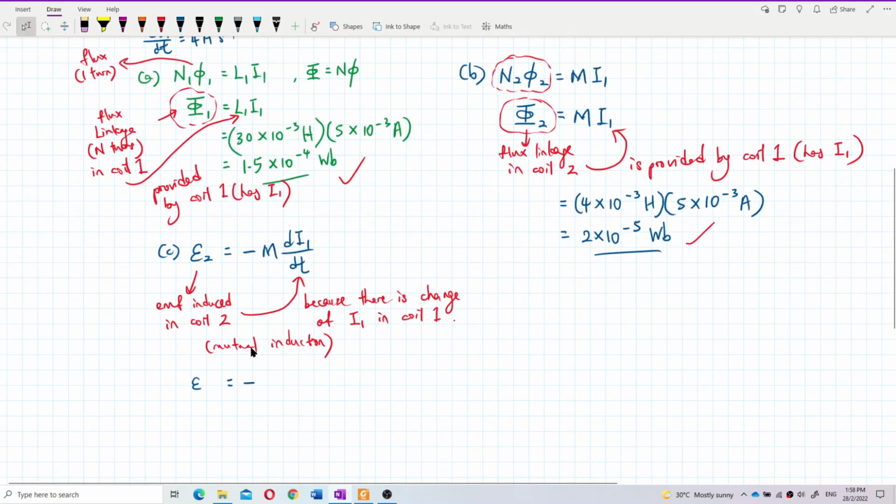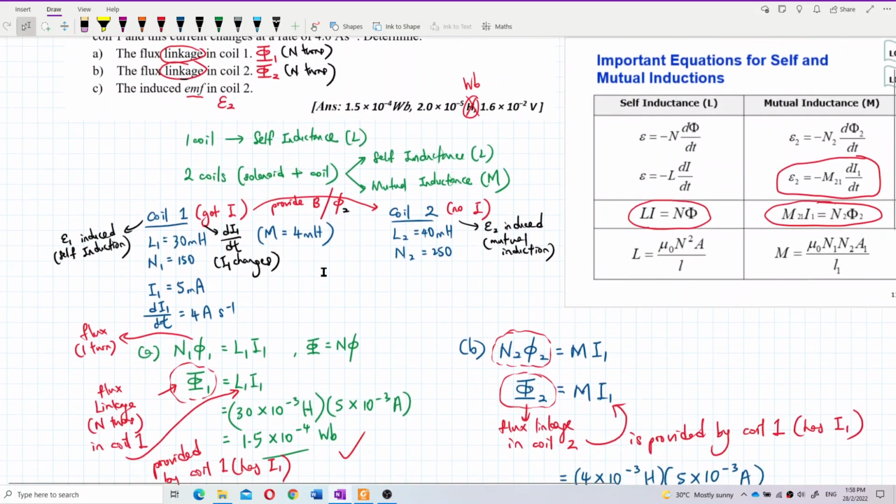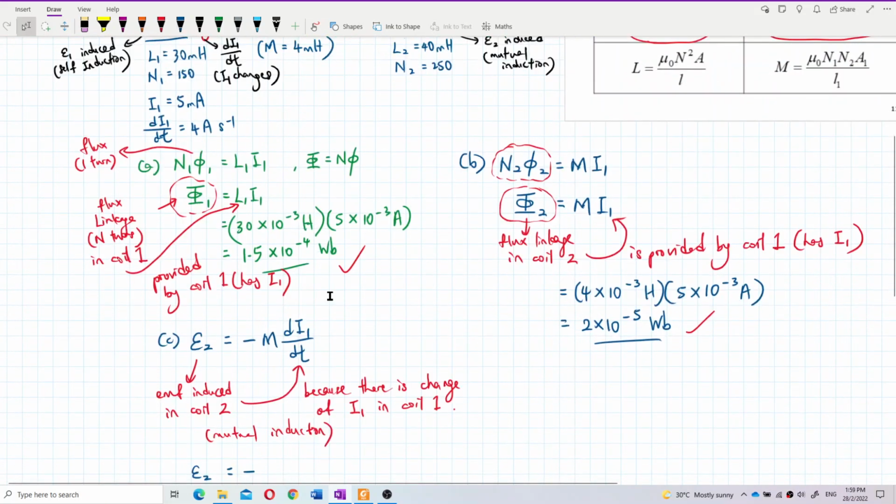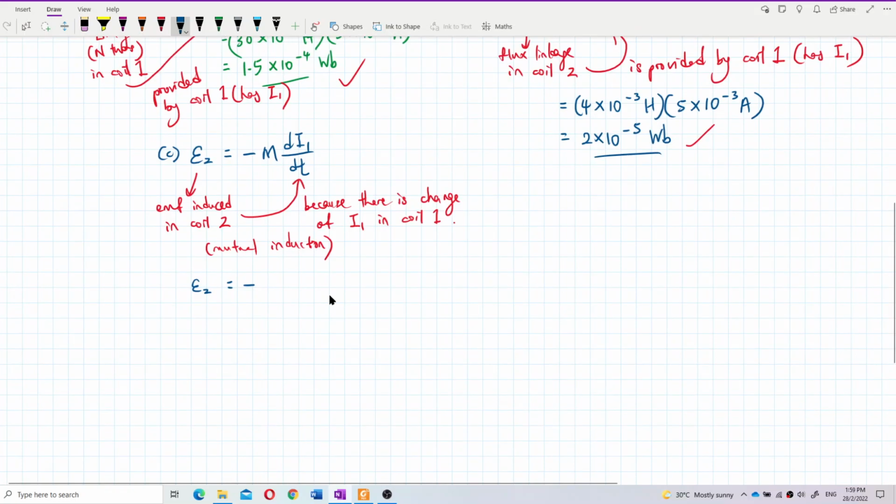E2 is negative M. What is the M value? M value is 4 millihenry. Millihenry change to Henry. The negative value in the formula you need to write. It's very important. Milli is exponent negative 3.